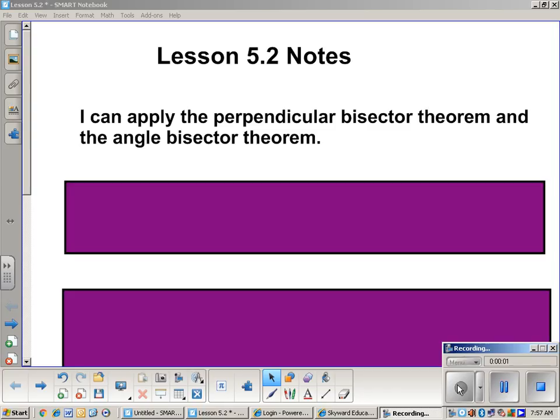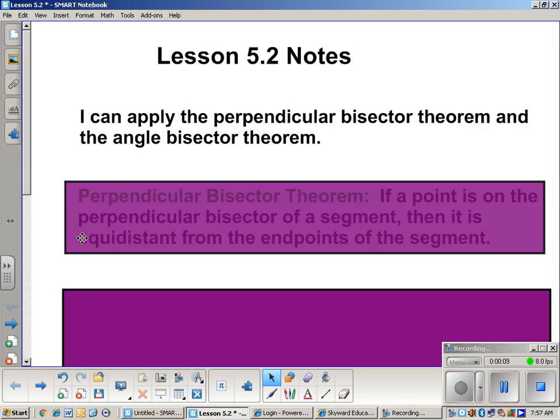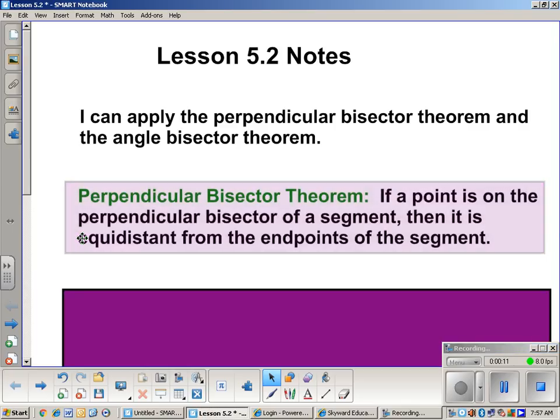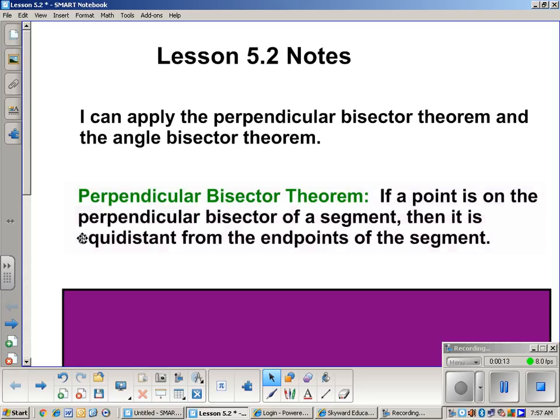We're going to learn about the perpendicular bisector theorem and the angle bisector theorem. 5.2, the perpendicular bisector theorem says if a point is on the perpendicular bisector of a segment, then it is equidistant from the endpoints of the segment. We'll look at a picture and talk about that in just a minute. We'll let you copy that now.